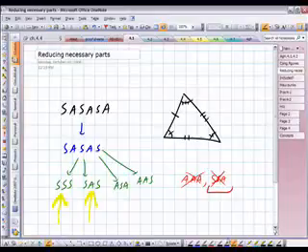This lecture is on a couple different ways to show that two triangles are congruent. Starting off with the idea that triangles have 6 parts, 3 sides and 3 angles, if you want to show that 2 of them are congruent, then you've got to match up all 6 parts, side, angle, side, angle, going in order basically around the triangle, side, angle, side, angle, side, angle.